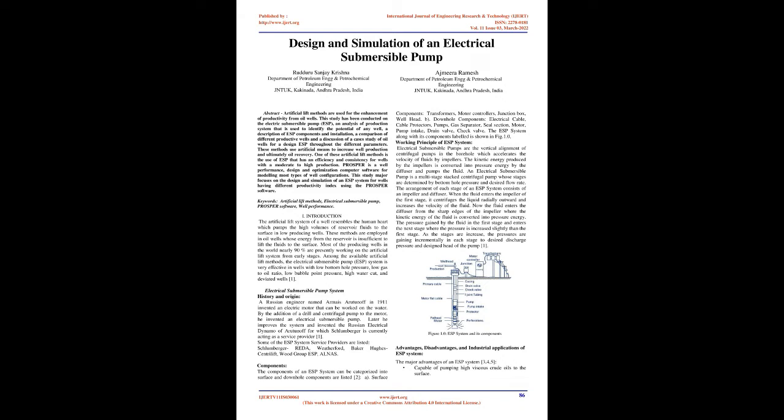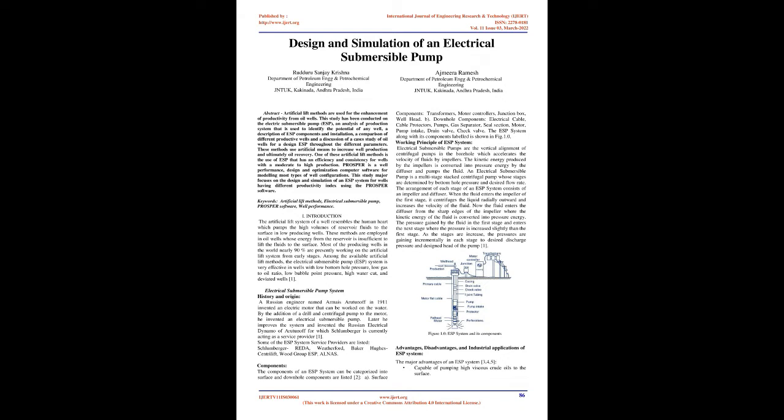These methods use artificial means to increase well production and ultimately oil recovery. One of these artificial lift methods is the use of ESP, which has efficiency and consistency for wells with moderate to high production. Prosper is a well performance, design, and optimization computer software for modeling most types of well configurations. This study mainly focuses on the design and simulation of an ESP system for wells having different productivity index using the Prosper software. Keywords: artificial lift methods, electrical submersible pump, Prosper software, well performance.